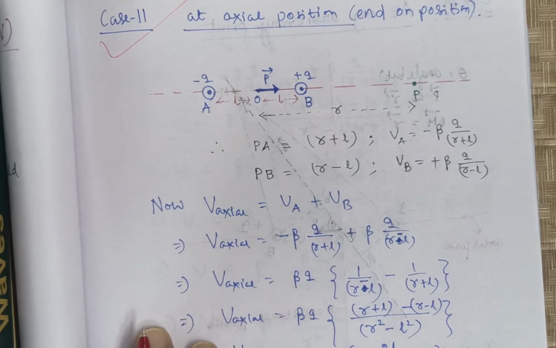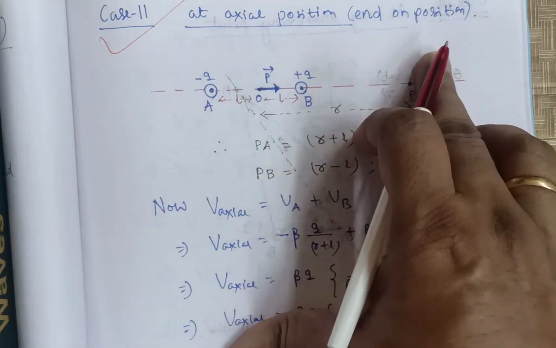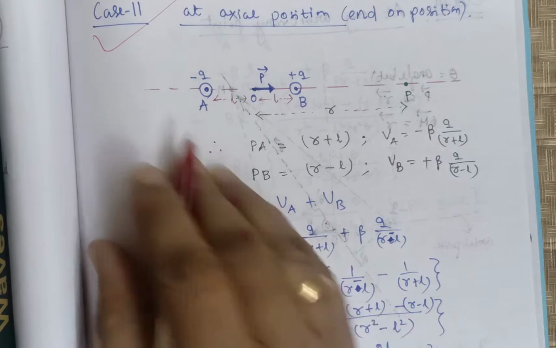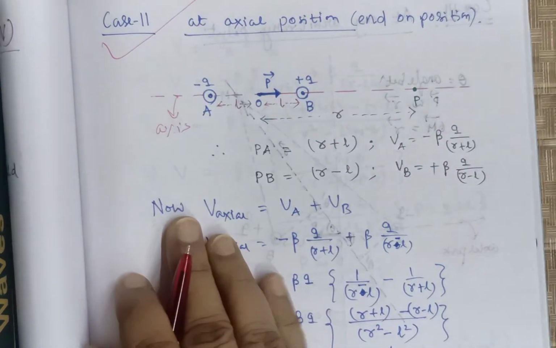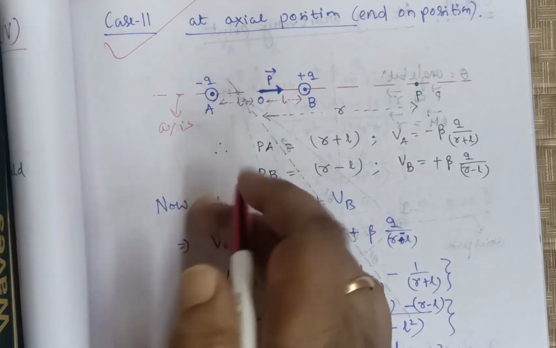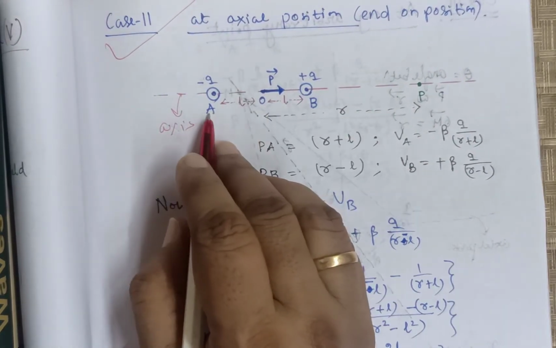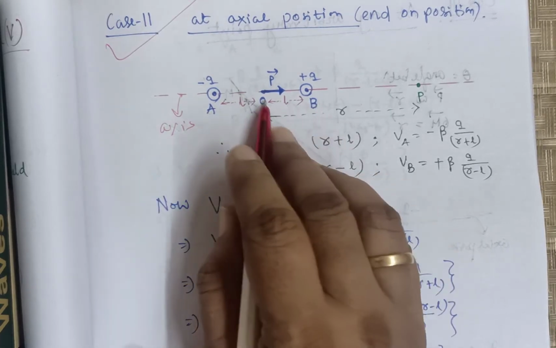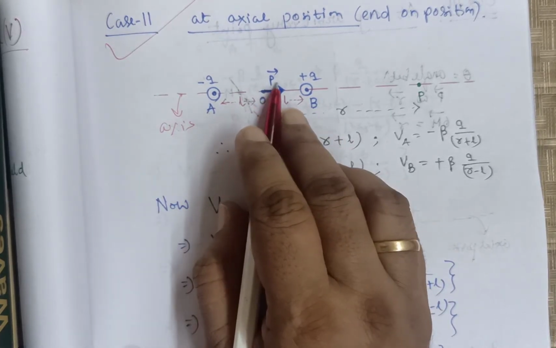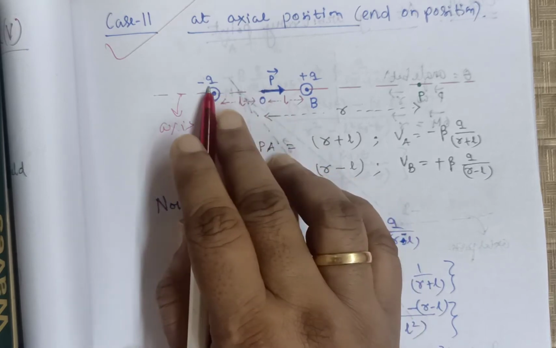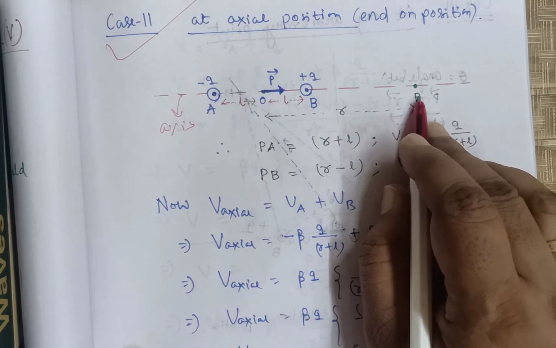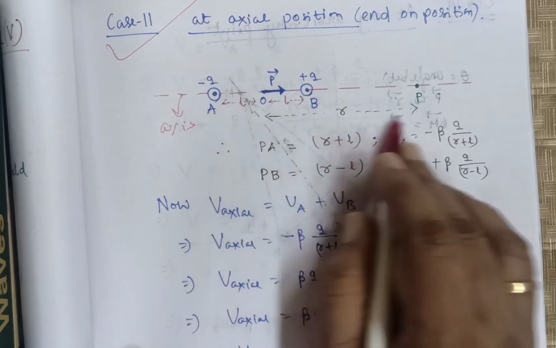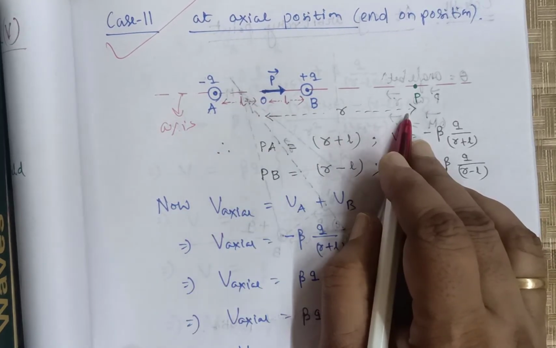This is the axial position, or we may call it the end-on position. Similarly, here the diagram part is important. This is the axis of the dipole, and you represent your dipole with minus q and plus q, situated at the points A and B. O is the center of the dipole. P vector is the electric dipole moment, directed along the axis from negative charge to positive charge. And P is the desired point where we have to calculate the electric potential, situated at a distance r from the center of the dipole.